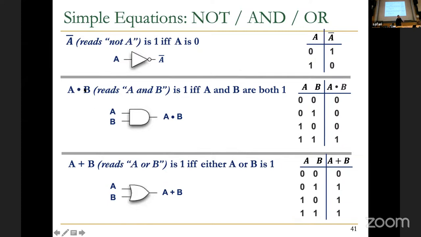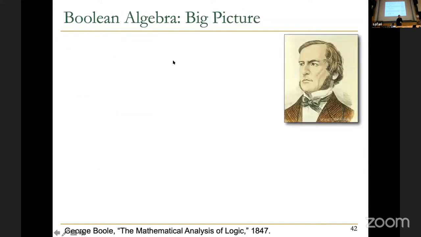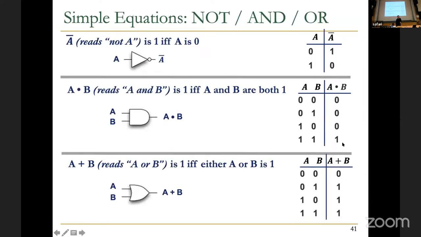Sometimes this dot is omitted, as I said, right? If you see A, B together, that's A and B. And all of these functions have truth tables, as we discussed last time. A truth table is a representation of the function where you have input columns and then output columns. The input columns show all of the combinations of the inputs, and it shows you what the output value is for a given combination. And we're going to use a lot of these truth tables to express circuits.